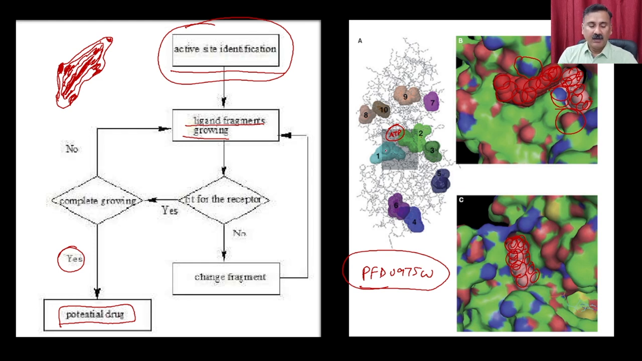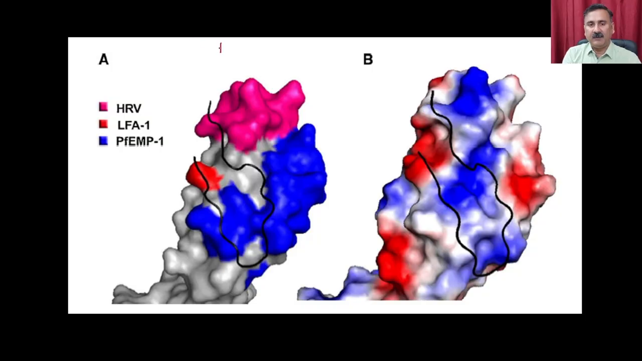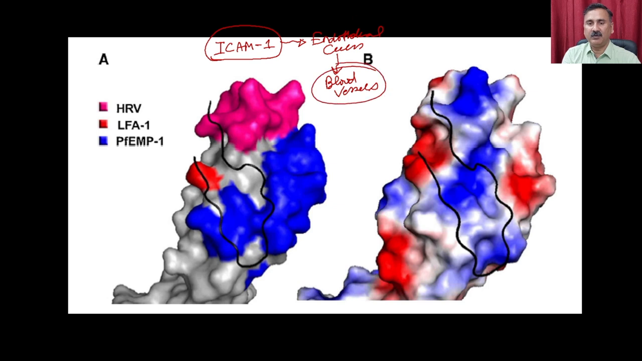Now, let's take another case study where we are actually going to show you how you are able to design the inhibitors. This is an example of the molecule called ICAM1. ICAM1 is a molecule which is responsible for the binding of different types of ligands, and it is present on many of the proteins, but it is also present on the endothelial cells. And for those of you who don't know, endothelial cells are the cells which make our blood vessels. Our blood vessels are made up of endothelial cells.